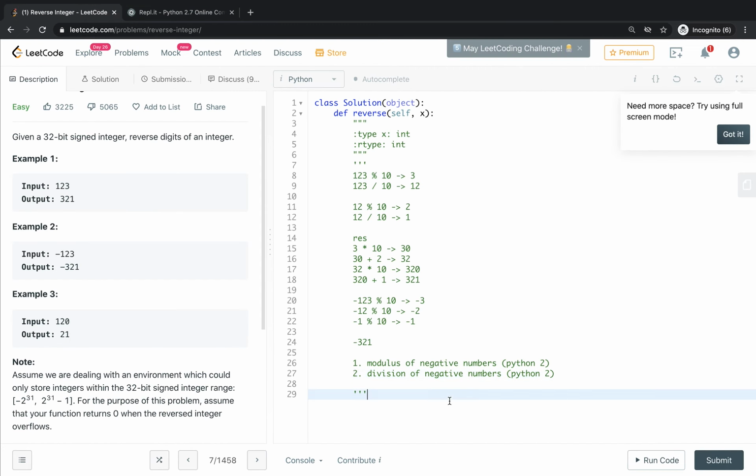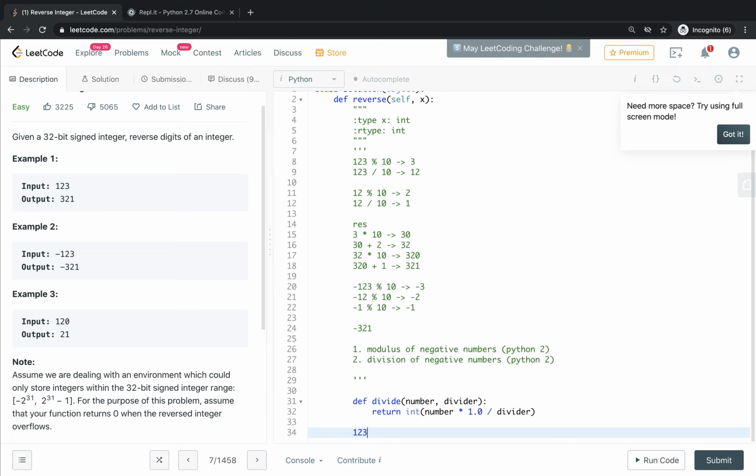Don't worry about it too much. In most languages, you probably don't even have to worry about this, but in Python, it's a little bit annoying that we have to. So let me write up a custom divide instead of using our divide. We'll return integer of the number times 1.0 divided by the divider. That's it. It's just a one-line thing. So instead of saying 123 divided by 10 in our function later, we'll say divide 123 by 10, and this will fix that issue with the negative numbers.